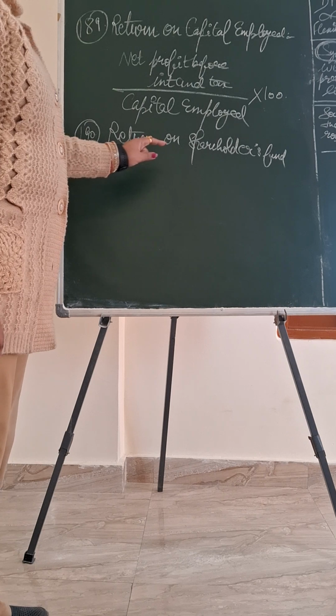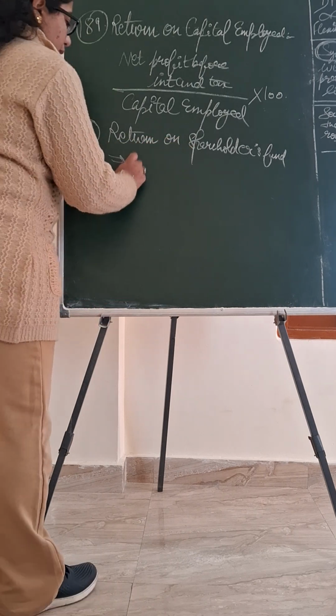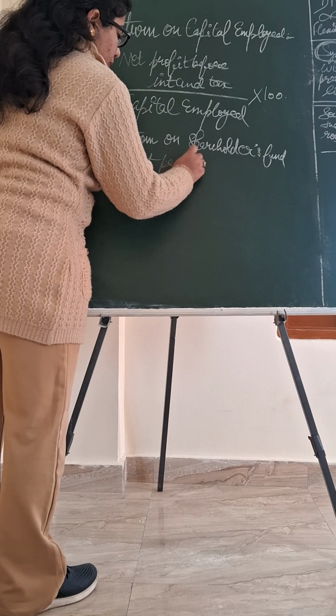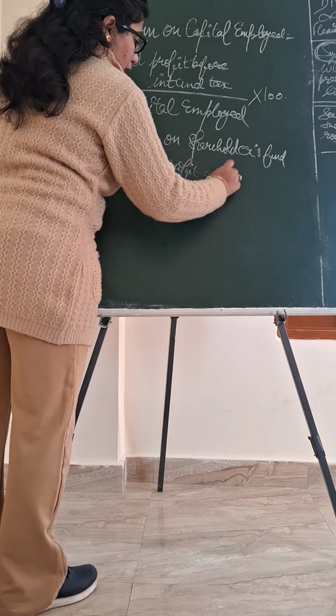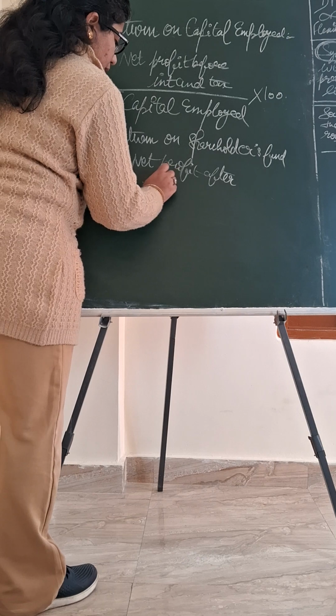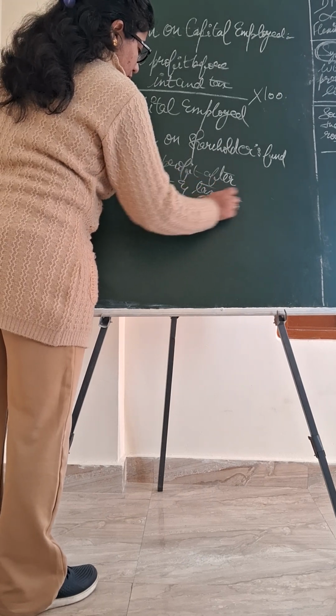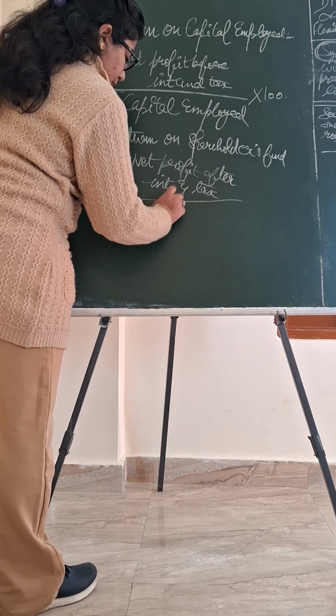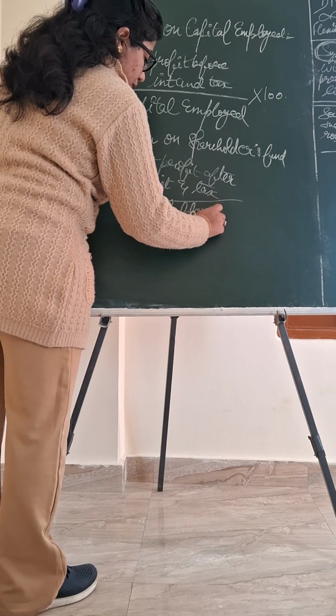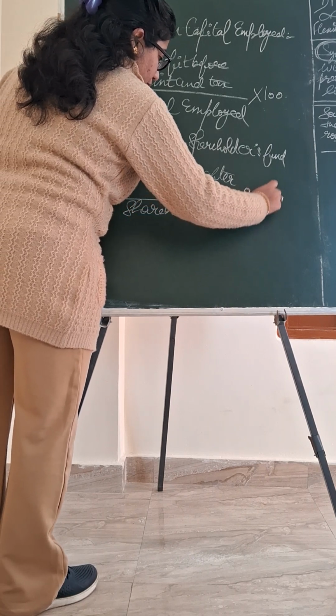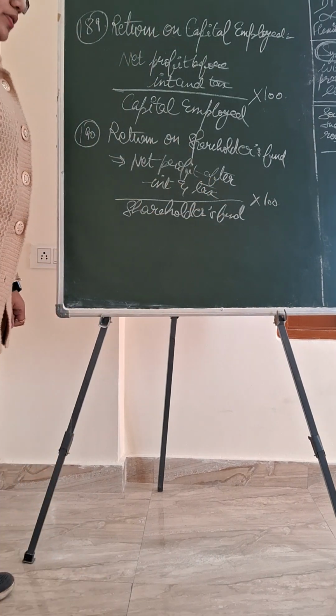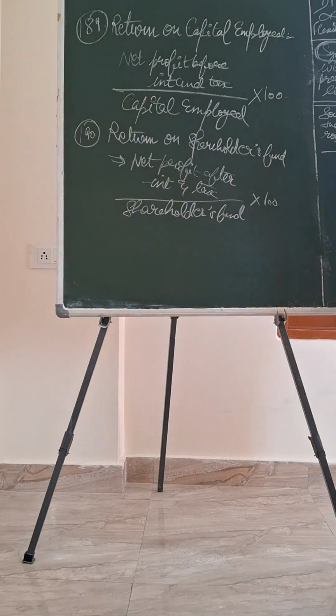Then when we have to calculate return on shareholders fund, we have to take net profit after interest and tax divided by shareholders fund into 100. That is return on shareholders fund. So there is a difference between these two. First is return on capital employed, that is net profit before interest and tax, and in return on shareholders fund it is net profit after interest and tax over shareholders fund into 100.